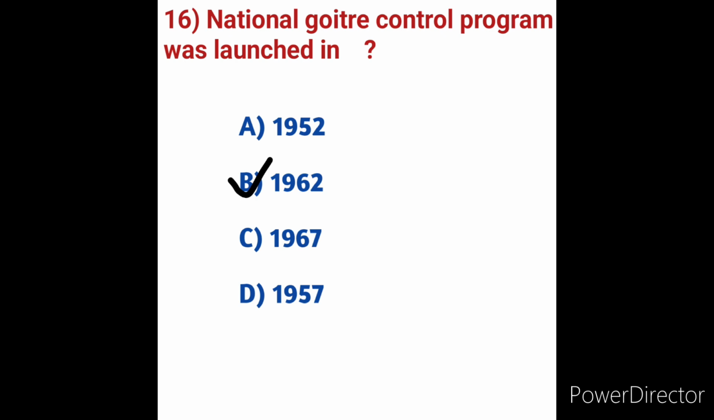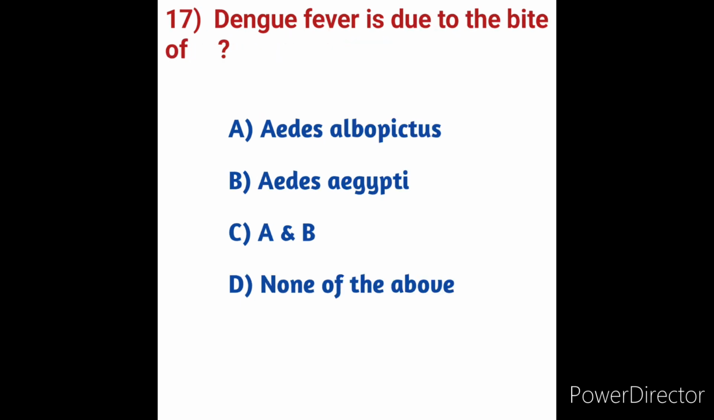Next we will move on to question number 17. Dengue fever is due to the bite of which? We will see the options. Option A, Aedes albopictus. Option B, Aedes aegypti. Option C, A and B. Option D, none of the above.